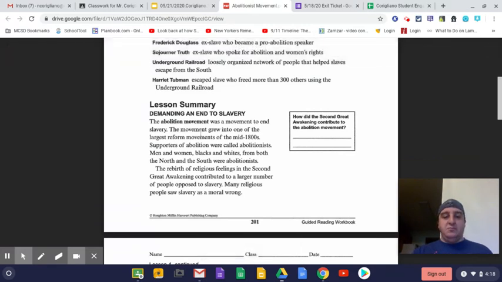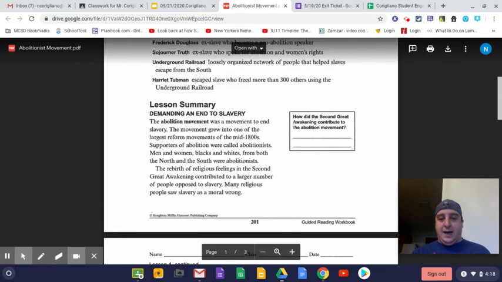So the abolition movement was a movement to end slavery. Simple, to the point. That was the idea behind it. That's what it was trying to do. Now, the abolitionist movement came out of a movement known as the Second Great Awakening. I'm going to explain how the abolitionist movement came from that, and then I will focus on question number one and talk about that answer.